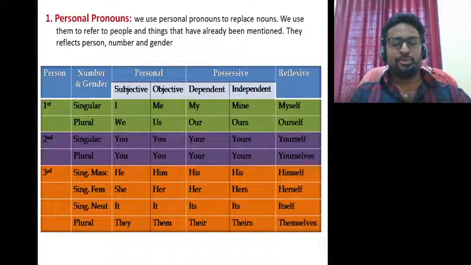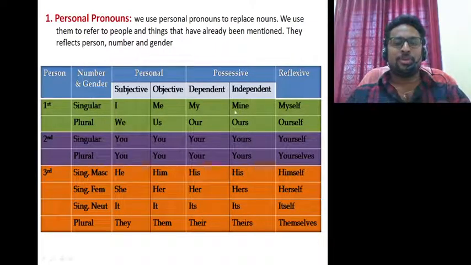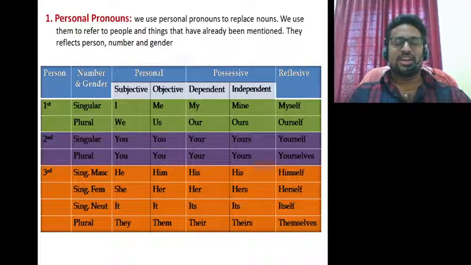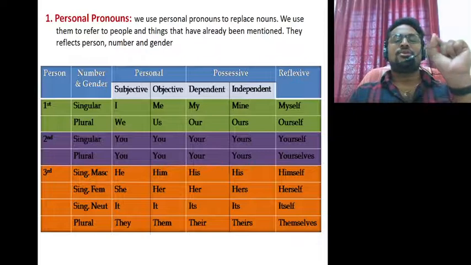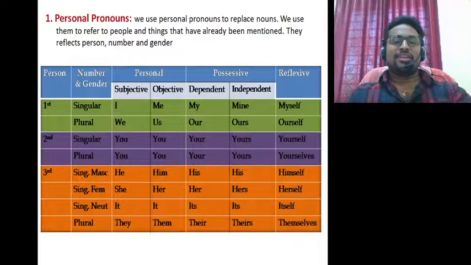So attributive, possessive pronouns always tell about possession. In possessive pronouns we have attributive and predicative pronouns, dependent and independent pronouns. Dependent or attributive means what? Joins directly to a noun in order to describe it. A dependent pronoun always joins with the noun directly to describe it. That's why it is depending on a noun.